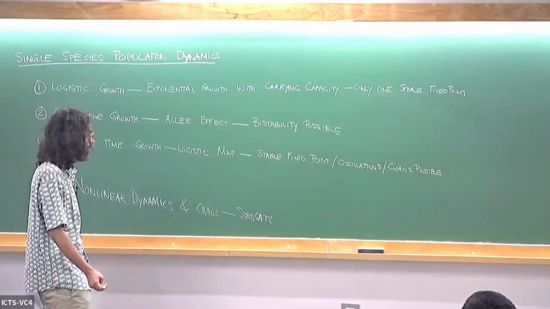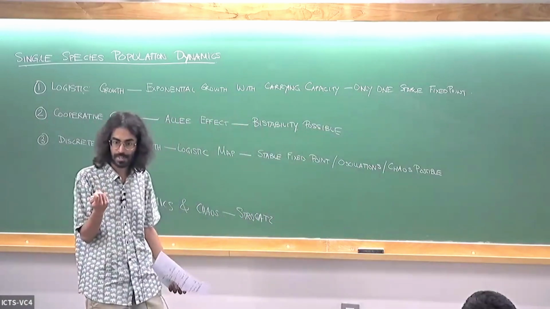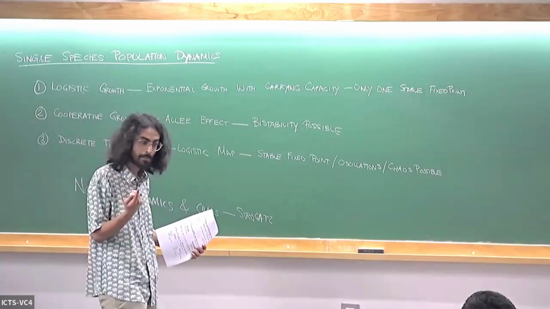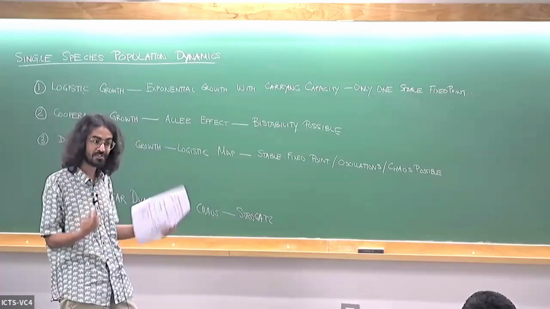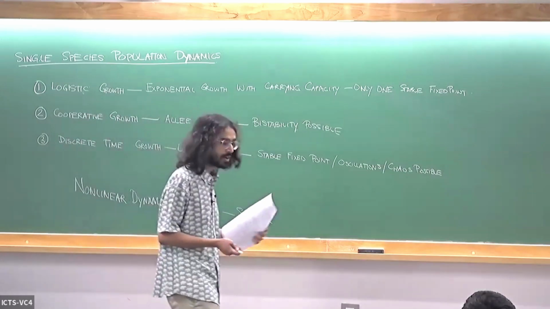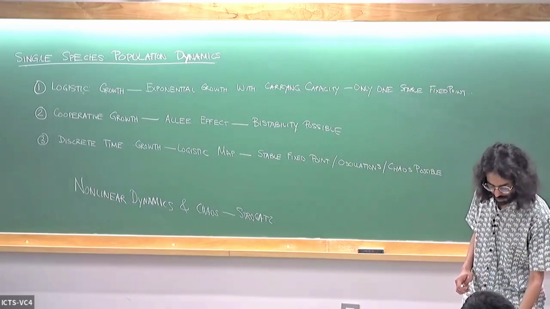Something that's called a logistic map. And here we'll see that while in logistic growth we just had one stable state that was possible, in this case, based on how you choose just one parameter, you can either have one stable state, you can get oscillations that get crazier and crazier, and in fact, you can also get this behavior which we call chaos.